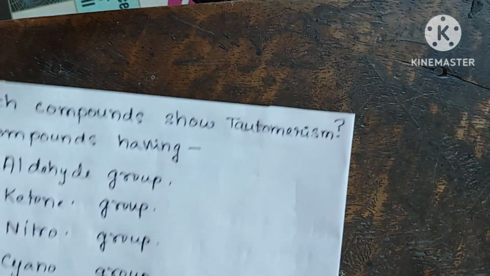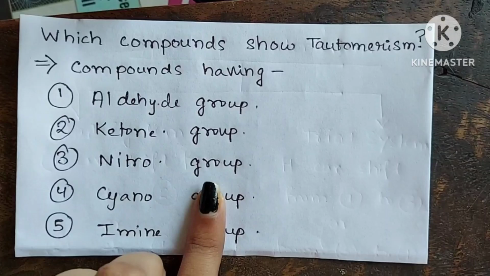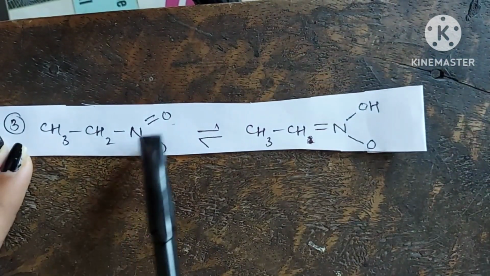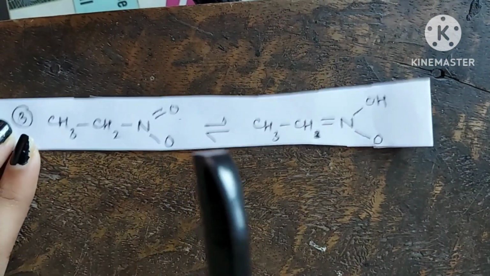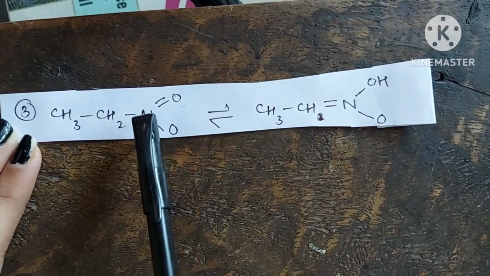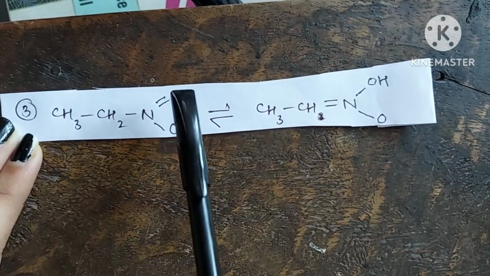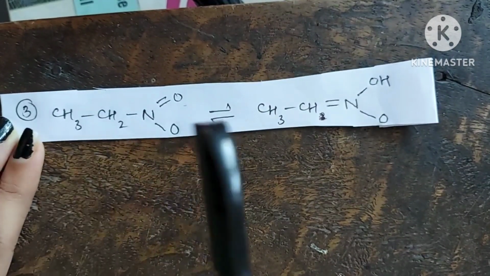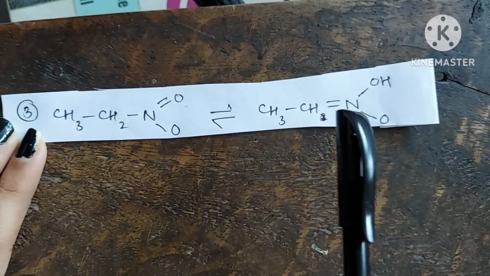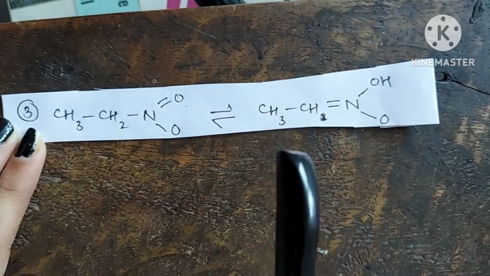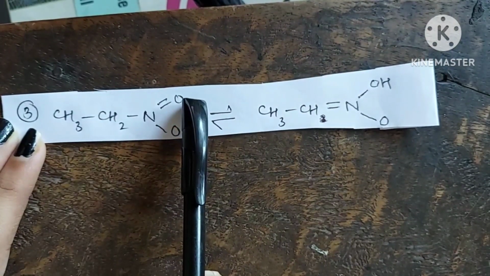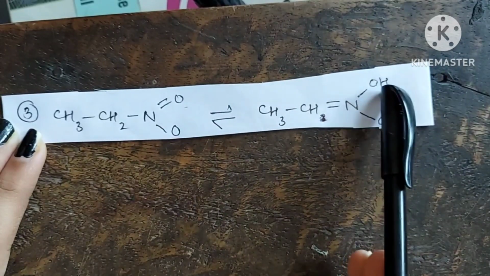Now we will see the example of nitro group. See here. So this is a nitro compound, NO2, we know, nitro compound. And here the double bond is present between nitrogen and oxygen. This double bond is shifting from here to here. Here 2 hydrogens were there, and here only 1 hydrogen is there, because in this case the hydrogen that was present here is shifting to oxygen. Now it is making bond with oxygen to form OH.